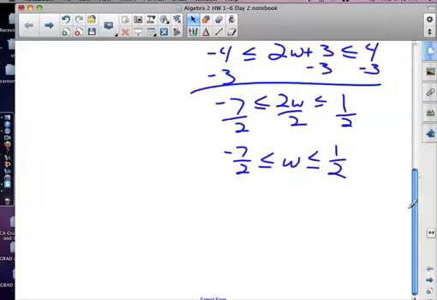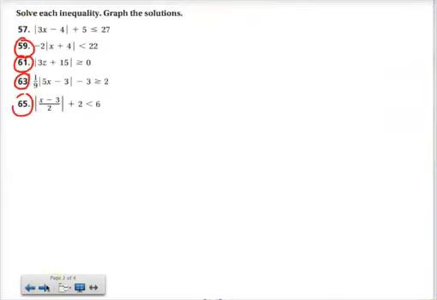The next one on the list is number 59, so let me get that one up here. Number 59, and let's see, I'll try to fit this up here.